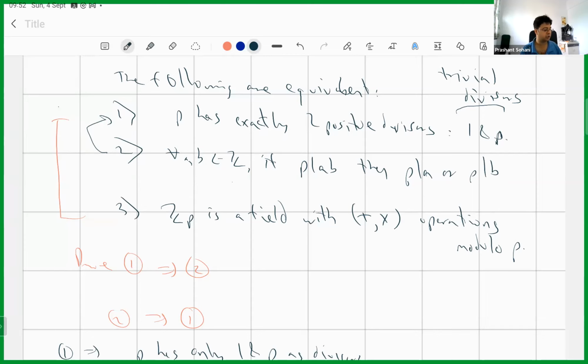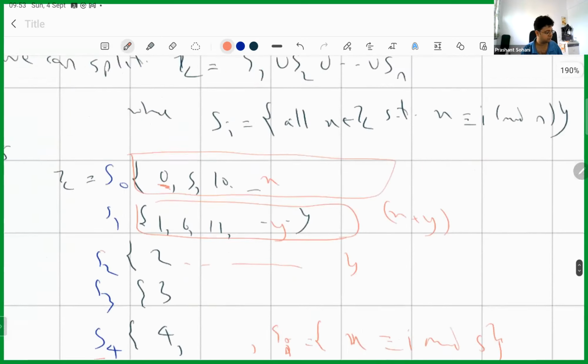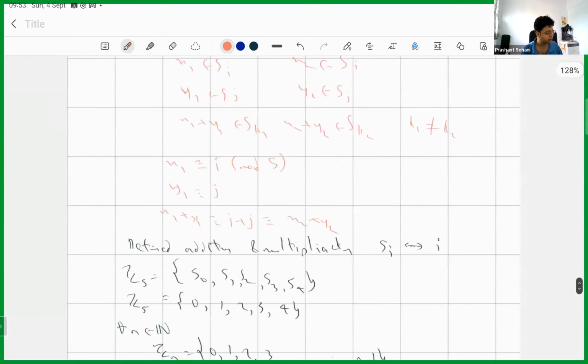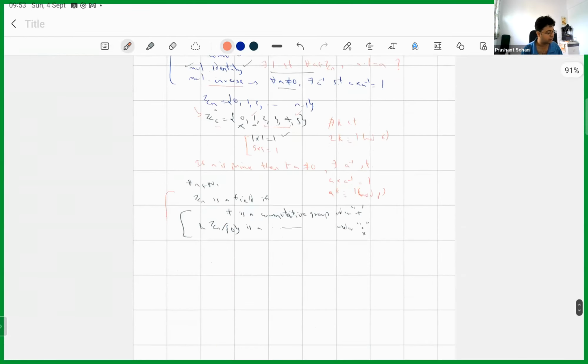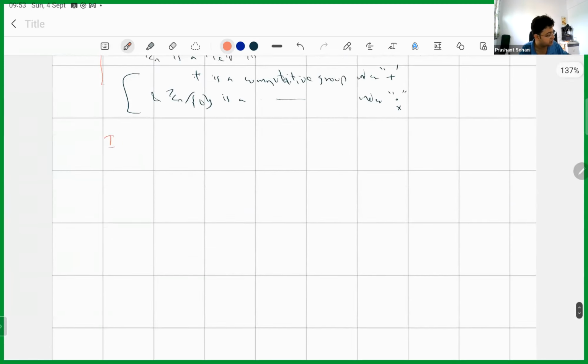So there is no unique starting point. But for most typical treatments in textbooks, you'll always find that we start with the first definition, that P has exactly two positive divisors. So the most important property of prime numbers, which gets used all the time, is property 2.